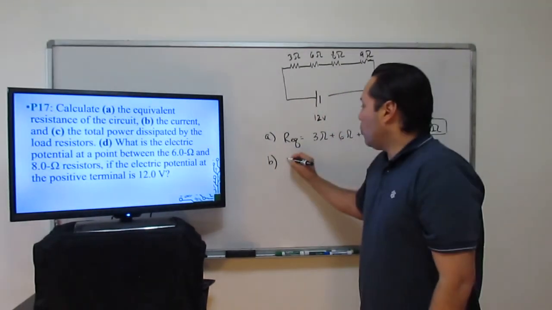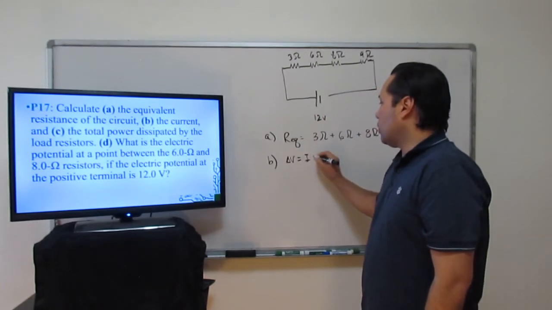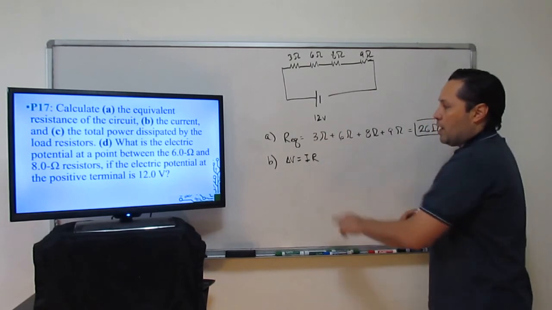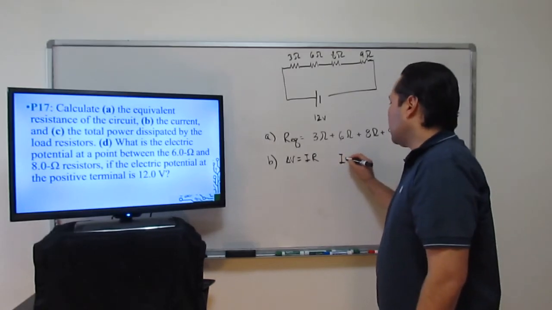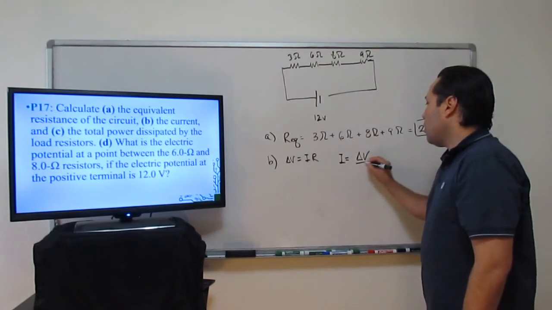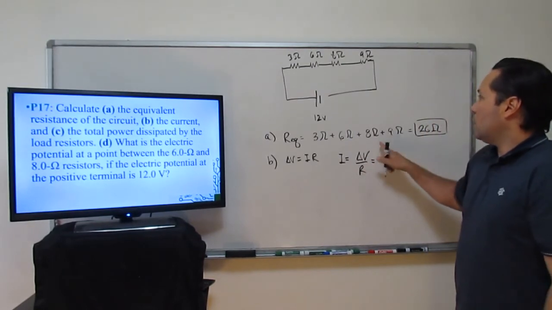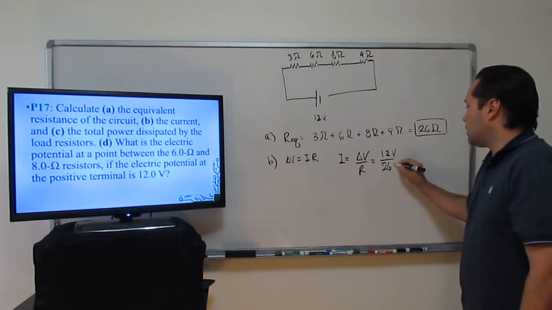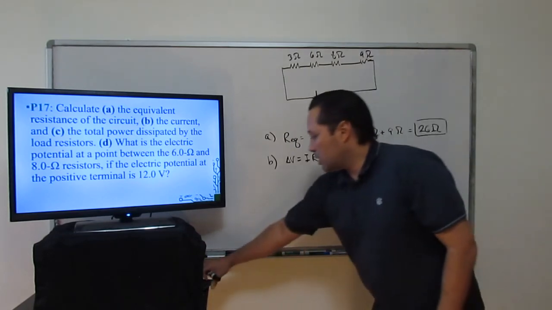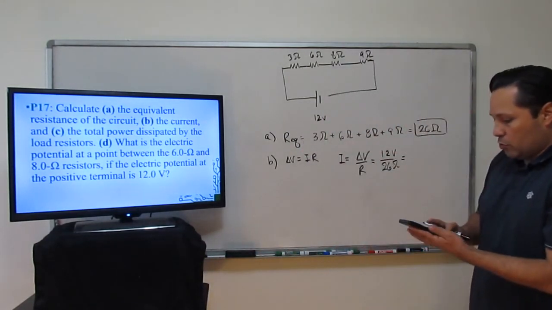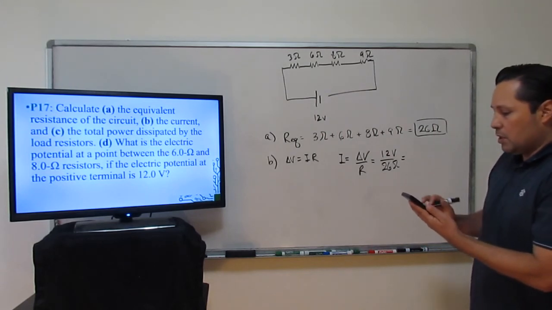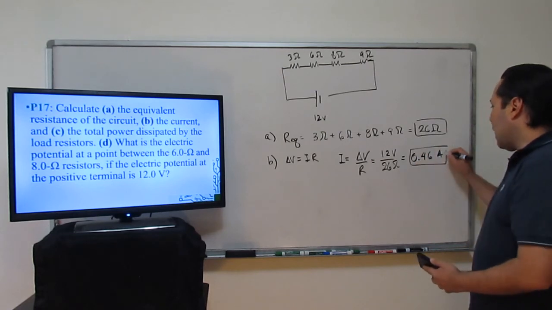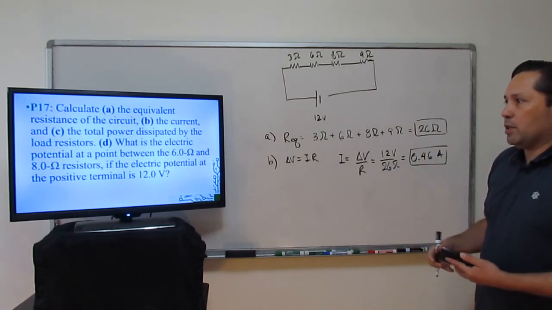Alright, so we have our potential difference equal to the current times the resistance. The potential difference is 12 volts, so we're going to isolate the I. I is equal to the potential difference over the resistance. So it is the voltage, 12 volts, over the R, 26 ohms. 12 over 26 gives us 0.46 amps. That is part B. That will be the current.